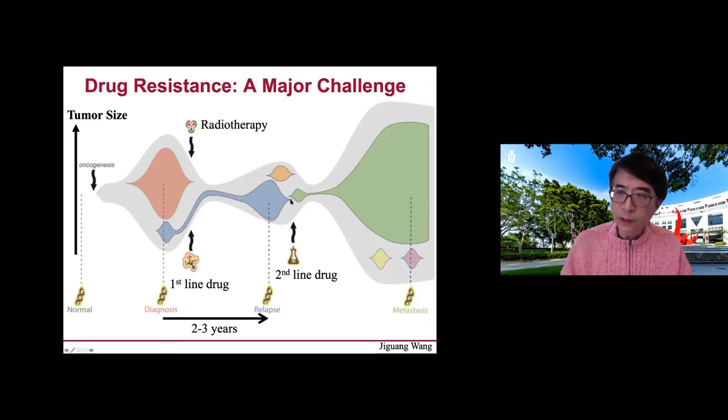And if the patient goes to see the doctor again, if the patient is lucky, there is a second line drug. Second line drug, you can think about, that's a different key that matches into the lock with the mutated shape, right? And then if you are lucky, the patient will be treated with the second line drug, and the blue colored tumor will shrink again. Now, after another 2 to 3 years, unfortunately, a new drug resistance mutation will appear, and the tumor will grow back, right? Then tumor size will increase quite a bit.